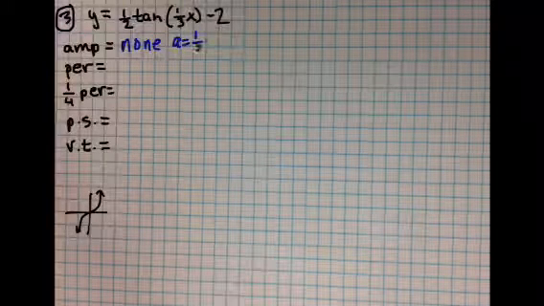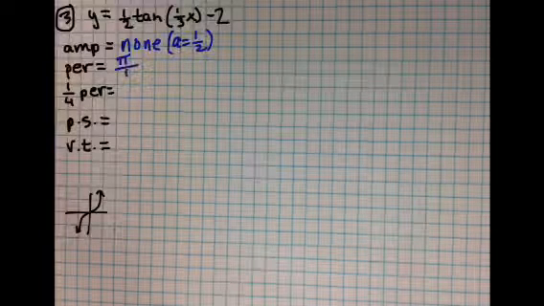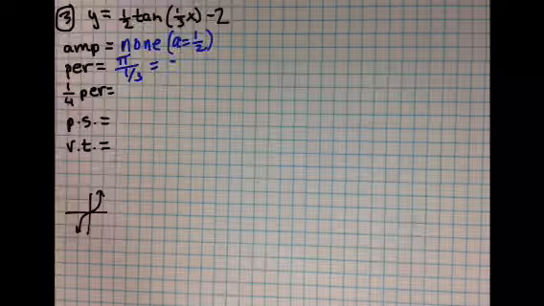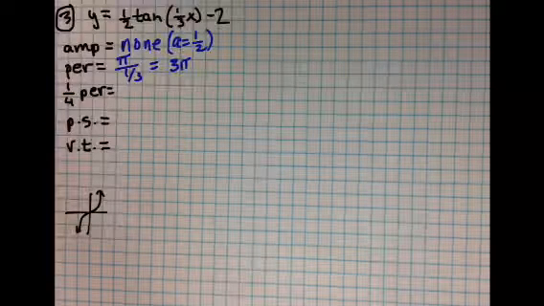Alright, so for tangent graphs, remember they look like this with half the period on the right of the y-axis and half on the left. The amplitude for a tangent is none. But remember, we do use the a value when we graph. The period is pi over b, so pi over 1/3, which gives you 3 pi. The fourth of a period is 3 pi over 4. Phase shift, none, and vertical translation, down 2.